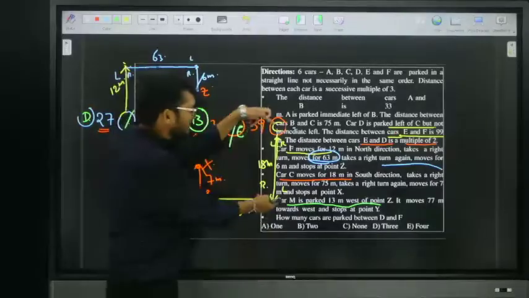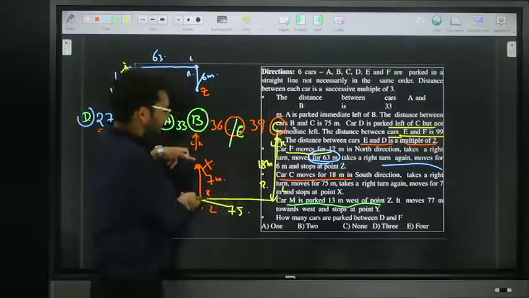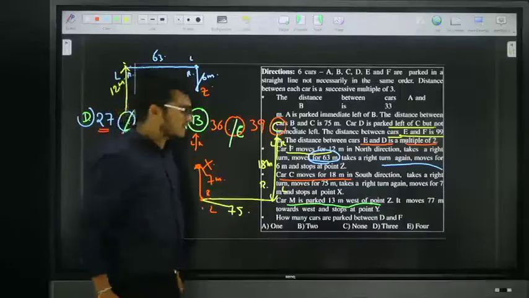Why, friends? This total is 18, this one is 7, and the remaining is 11. Yes. Next, friends.